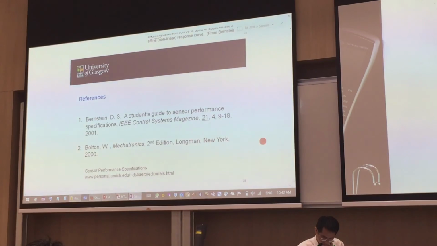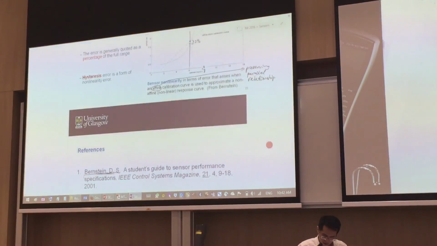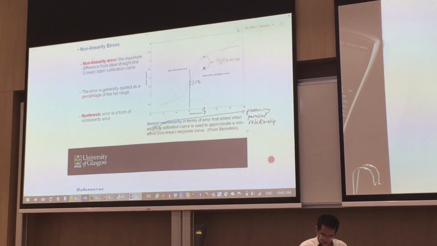Now a lot of these graphs are taken from this reference. I looked it up online. You can actually find this article from this website, I think it's in your set of notes as well. So if you're interested, you can look it up. It's a PDF, and you get to see a lot of these graphs.